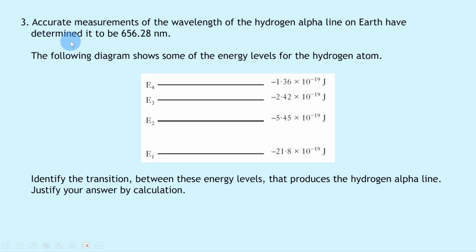Lastly, question 3 says accurate measurements of the wavelength of that hydrogen alpha line on Earth have determined it to be 656.28 nanometers. The following diagram shows some of the energy levels for the hydrogen atom. So we have E1, E2, E3 and E4 all with their energy values at the side. And it says identify the transition between these energy levels that produces the hydrogen alpha line. Justify your answer by calculation.